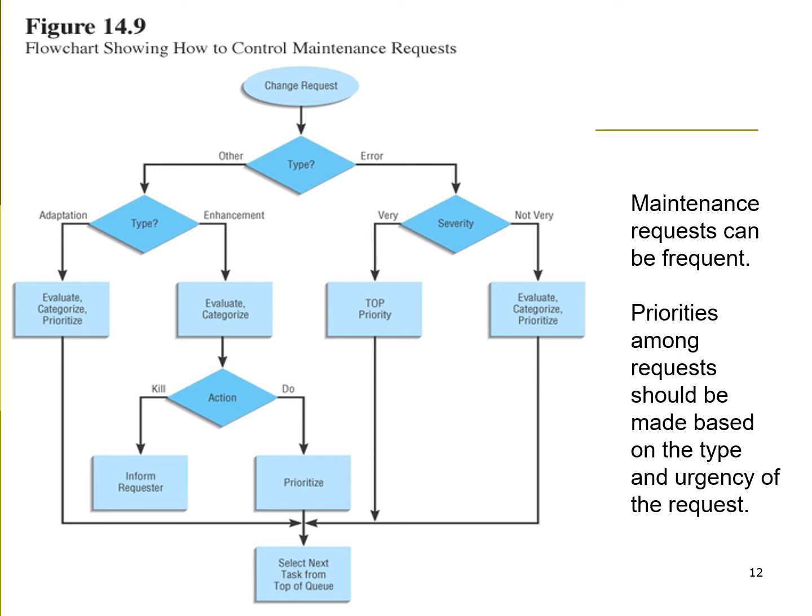If it's an error which is very severe, you will get top priority, meaning that this has to be done first. If it's an error but it's not very important or very critical, it will be evaluated, you have to categorize it, and then based on the category and after prioritizing it, they will start to act on the changes, right?